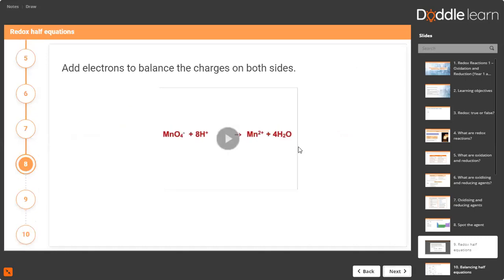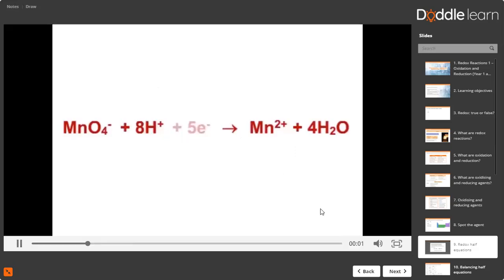And then we also need to add our electrons to balance the charges on both sides, because obviously we've had a reduction. It'll be 5 electrons being added on because of our charge over here. We already had a minus charge, and a positive charge, and we've got the 2+ charge over there. So it's going to add 5 electrons to get to our 2+ charge.